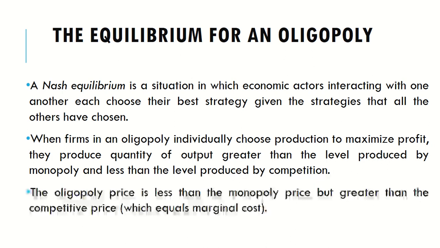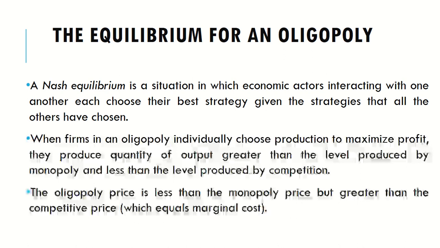So when they interact with each other, each one of the economic actors or firms chooses the best strategy given the strategies that all other firms have chosen. So they must consider what other firms have chosen, what they have decided to produce and charge, and then they decide about their strategy. So it is known as Nash equilibrium.